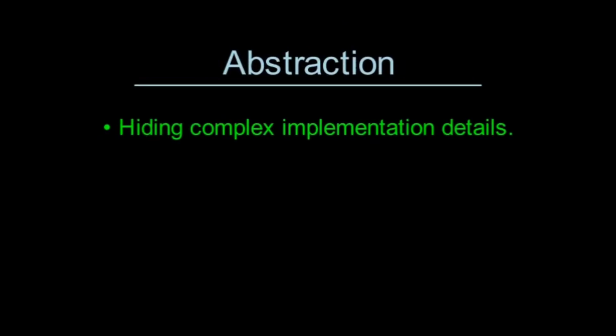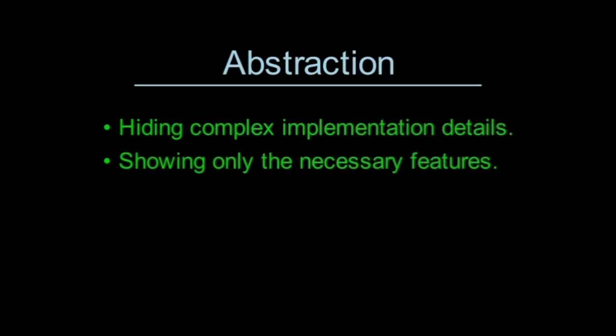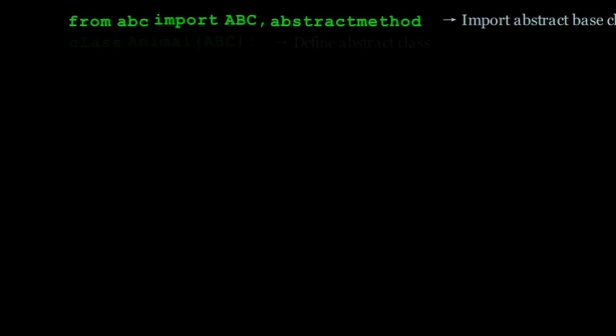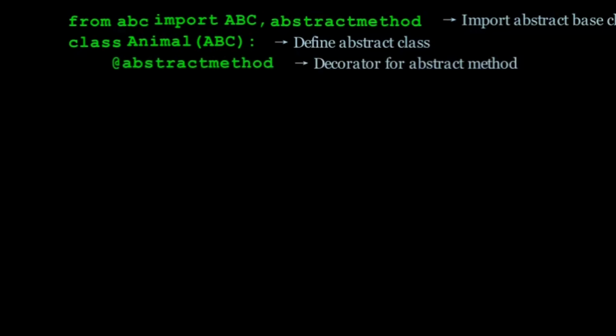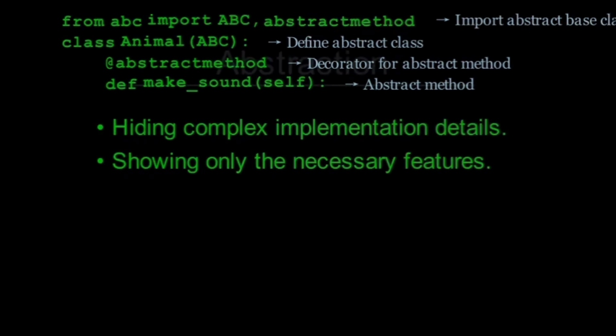Next, abstraction means hiding complex implementation details and showing only the necessary features of an object. It allows us to focus on what an object does instead of how it does it, simplifying the interaction with complex systems. Here we import the abstract base class module and define an abstract class Animal with an abstract method makeSound. Abstract classes can't be instantiated directly. This serves as a template for other classes. Any class that inherits from Animal must implement the makeSound method.